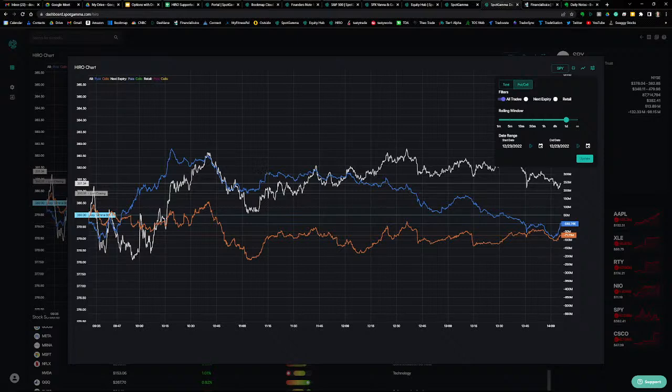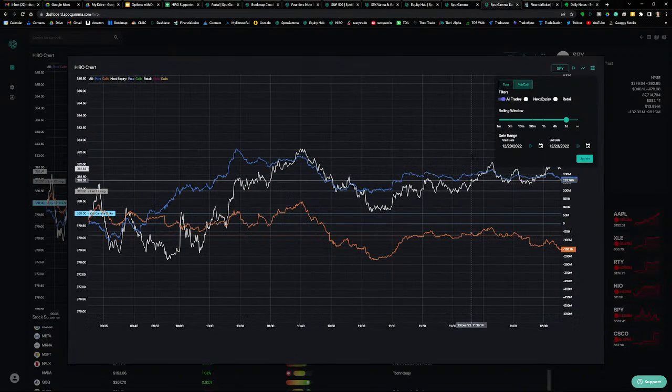So very similar setup here. Let's zoom in again. Pretty much the same thing that was shown in ES. Options trading leading price this morning, and that doesn't happen every day with the S&P 500, but when it does, it provides great signals.